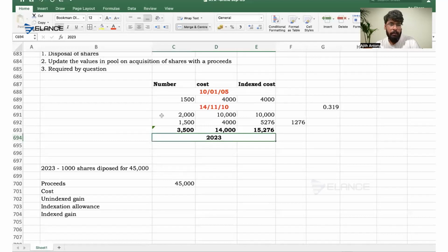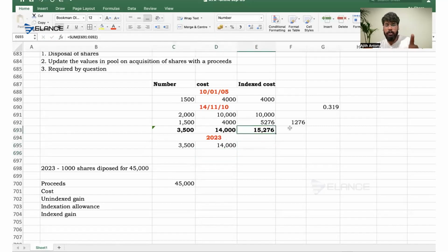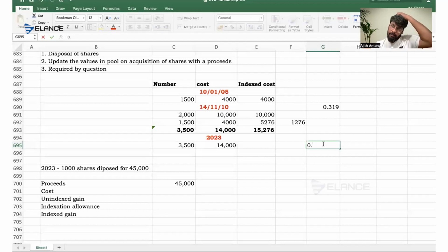ഓക്കെ, അപ്പൊ 2023 ഷെയർ പൂൾ പ്രിപ്പയർ ചെയ്യുന്ന സമയത്ത് നമ്മുടെ കയ്യിലുള്ളത് 3500 ഷെയർ ആണ്. കോസ്റ്റ് 14,000 ആണ്. ഇൻഡെക്സ്ഡ് കോസ്റ്റ് 15,276 ആയിരുന്നു. അത് 2010 ഇൻഡെക്സ്ഡ് കോസ്റ്റ് ആണ്. അപ്പൊ നമുക്കറിയാം 2017 ശേഷമാണ് ഡിസ്പോസൽ നടക്കുന്നതെങ്കിൽ 2017 ഡിസംബർ ഡിസ്പോസൽ ഡേറ്റ് ആയിട്ട് എടുക്കണം. 2023 വെക്കുന്നതെങ്കിലും ഇൻഡെക്സേഷൻ 2017 ഡിസംബർ വരെ കാണുള്ളൂ. അപ്പോ ഇവിടുത്തെ ഇൻഡെക്സേഷൻ ഫാക്ടർ 2010 മുതൽ 2017 വരെയുള്ള ഇൻഡെക്സേഷൻ ഒരു 0.542 ആണെന്ന് വിചാരിക്കും.